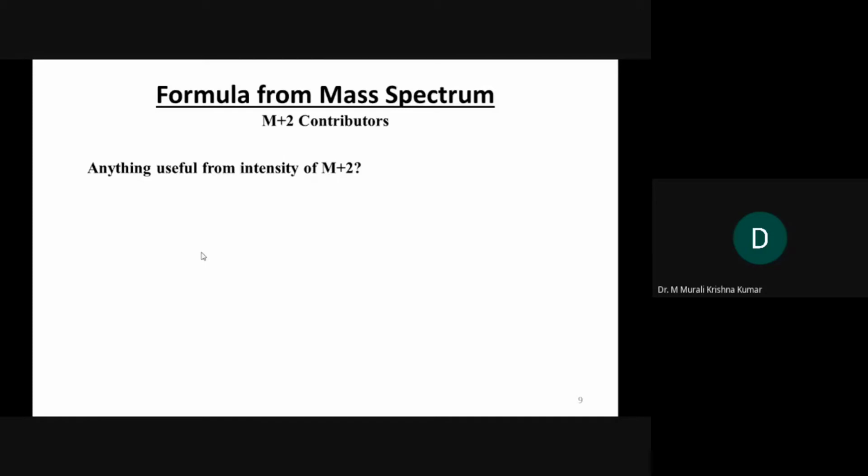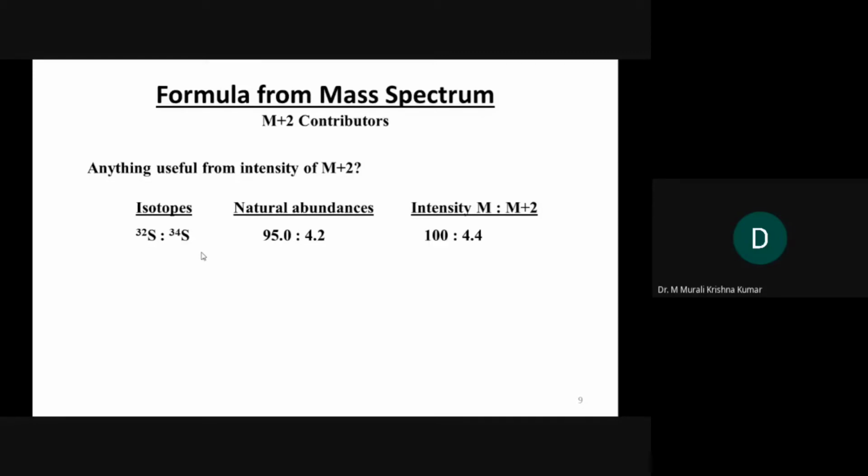Regarding M plus 2, it is synonymous with halogens. If you are going through mass spectrometry, these are classical problems. Maybe while preparing for GPAT, you might have got these as important points. So chlorine and bromine both are very, very important contributors of the M plus 2 ion. Along with bromine and chlorine, we do have sulfur. So in isotopes, if you see sulfur, the relative abundance is 4.2%, so M plus 2 is about 4.4.